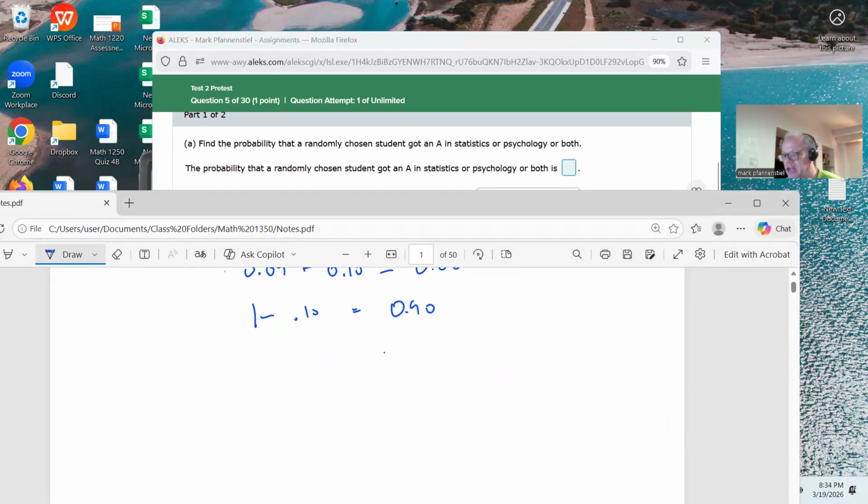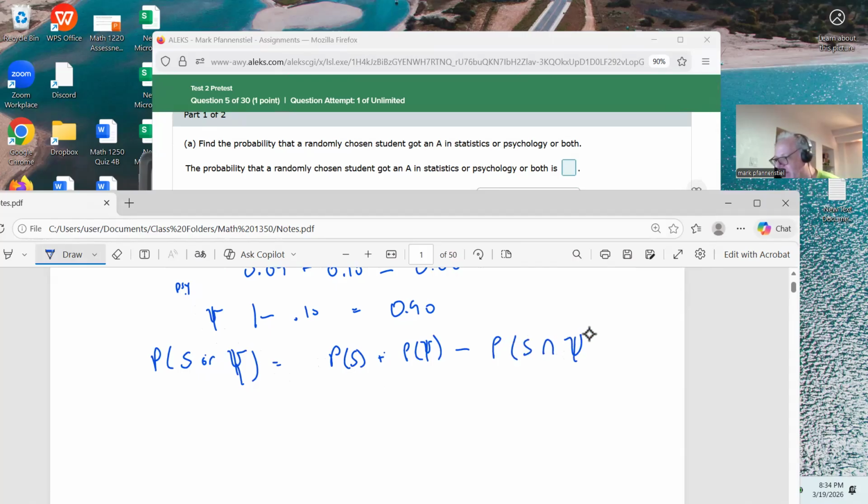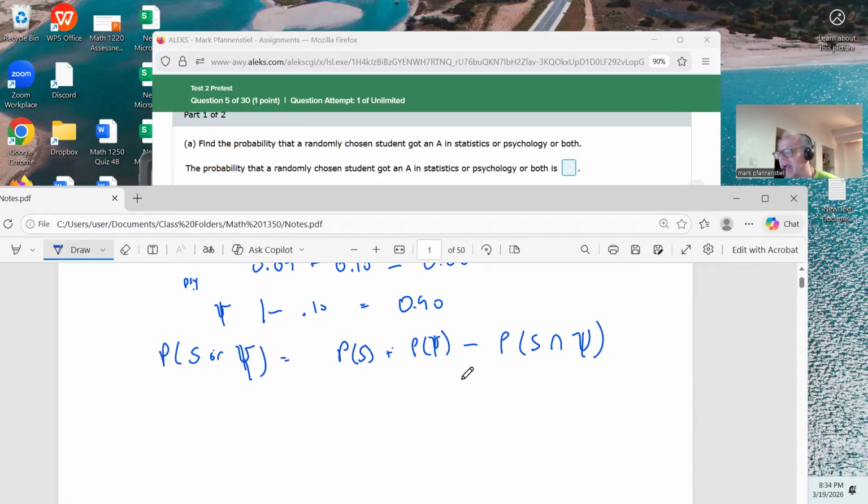Okay, so we want the probability that you got an A in statistics, or I'm going to use the Greek letter psi, because a friend that took statistics said that was his favorite Greek letter, the PSY letter. That is the probability of S plus the probability of psi minus the probability of S intersect psi. S will be an A in statistics, psi will be an A in psychology. So again, the inclusion-exclusion rule: we add them both up and subtract out the intersection, the students in both.